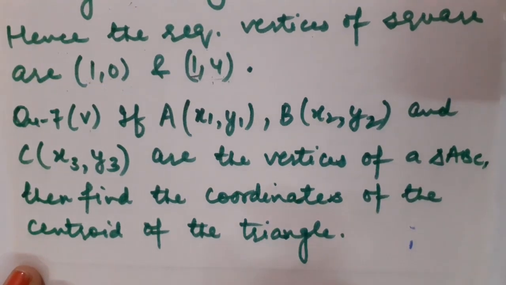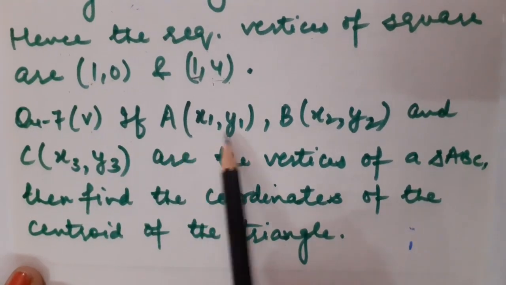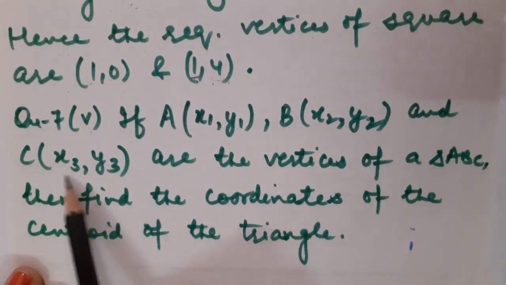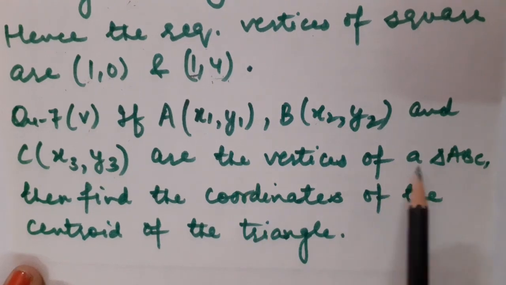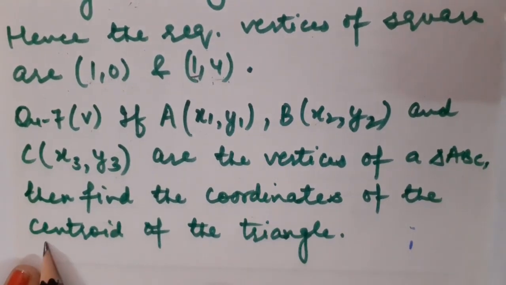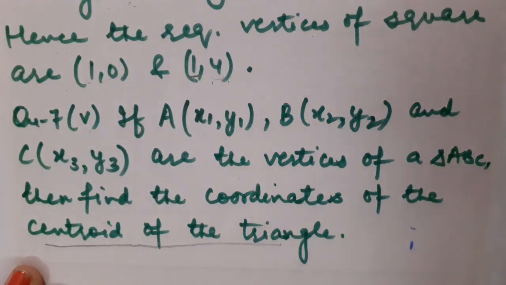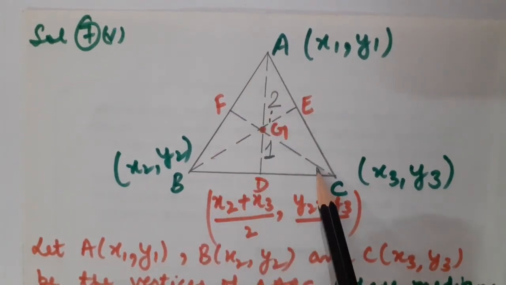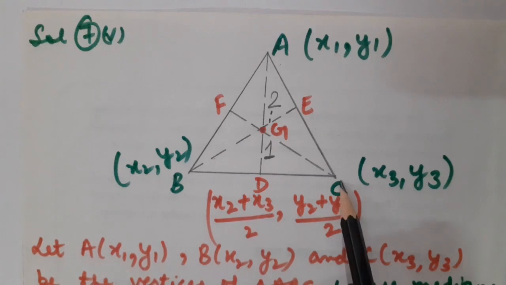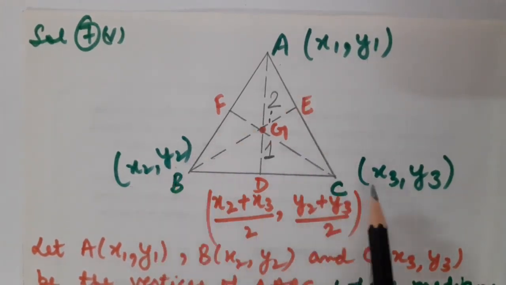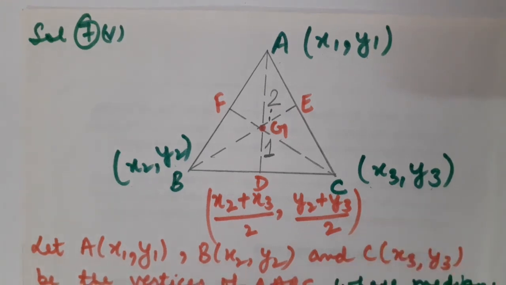So let me start with this question. If A, x1 comma y1, B, x2 comma y2 and C, x3 comma y3 are the vertices of a triangle ABC, then find the coordinates of the centroid of the triangle. Fine students? Look at this diagram. This is a figure of a triangle, where A, B, C are the vertices whose coordinates are x1 comma y1, x2 comma y2 and x3 comma y3 respectively.